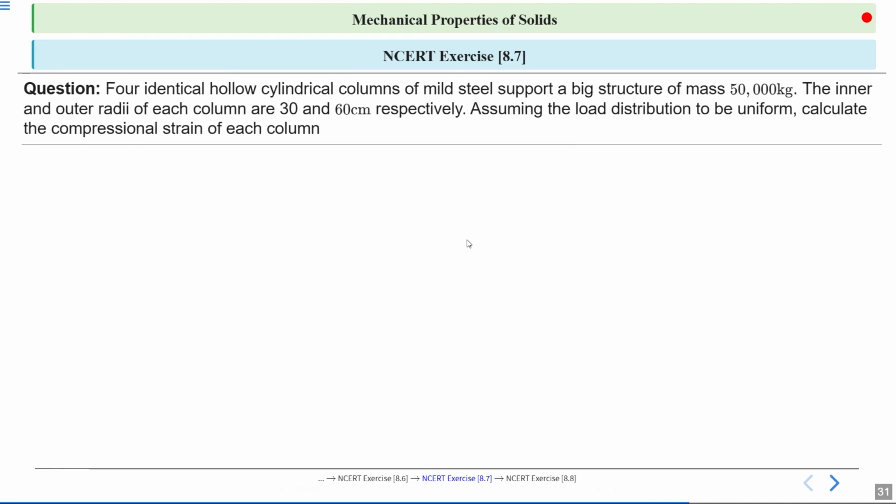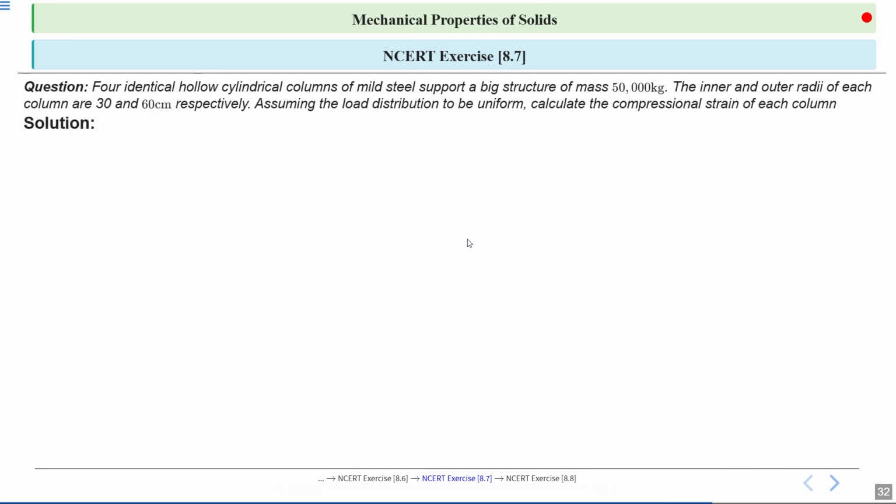Four identical hollow cylindrical columns of mild steel support a big structure of mass 50,000 kg. The inner and outer radii of each column are 30 and 60 cm respectively. Assuming the load distribution to be uniform, calculate the compressional strain of each column. Let's see the solution.